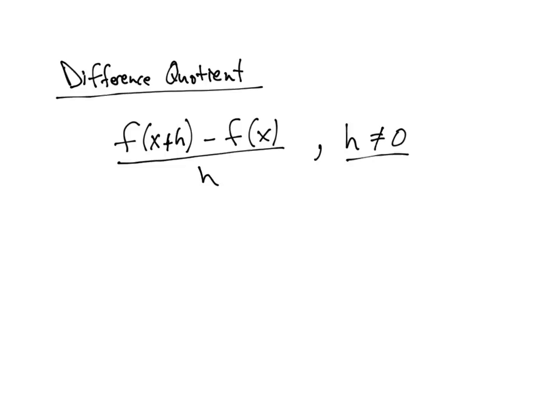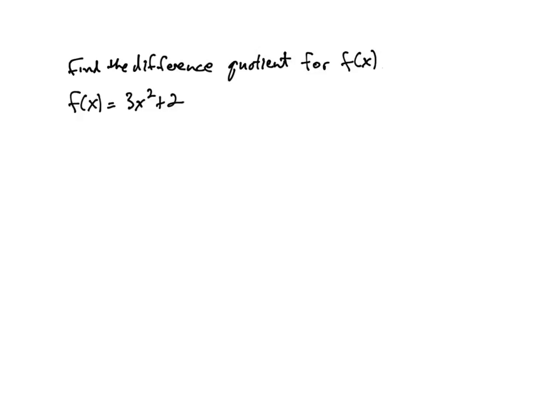Now this is a much more common expression for the average rate of change of a function, but we can still use this or the previous expression to find the average rate of change. So let's look at an example to see how this works. Okay, so let's find the difference quotient for this function f of x, and we have 3x squared plus 2.